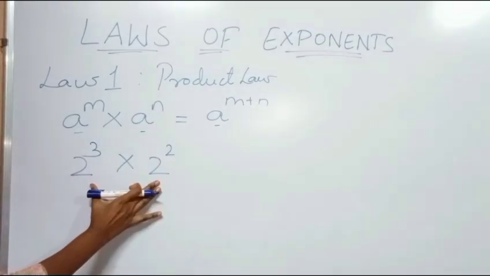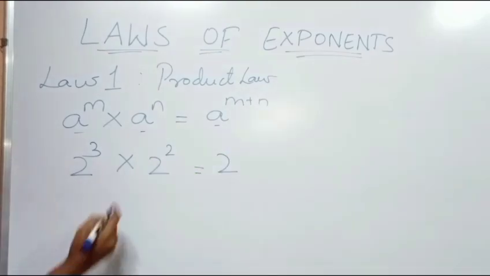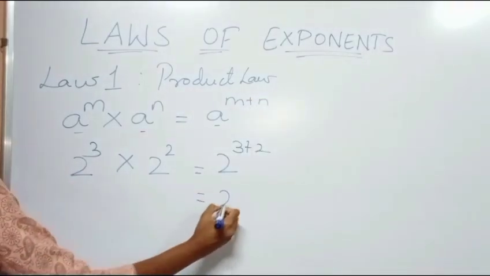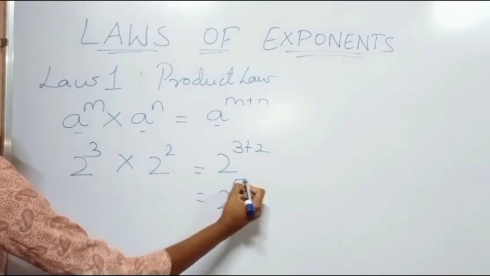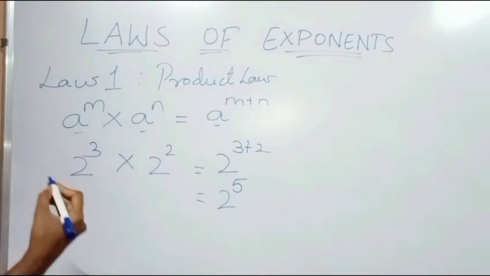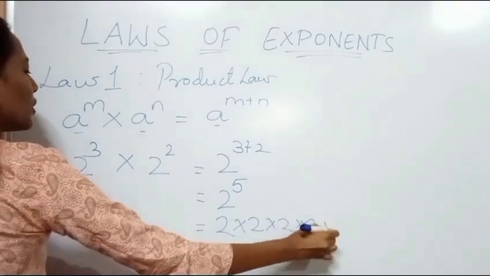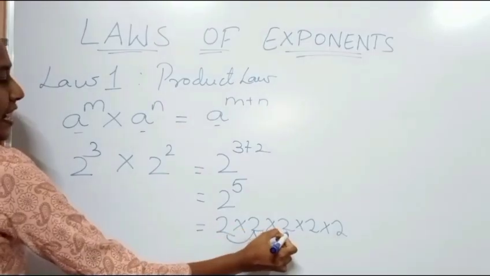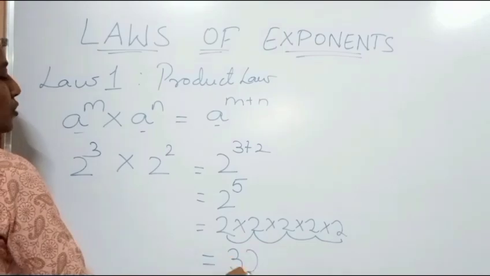Example, 2 to the power of 3 into 2 to the power of 2. Here both the bases are the same, so the result will be 2 to the power of 3 plus 2. 3 plus 2 is 5, so 2 to the power of 5. Here 2 must be multiplied 5 times to get the final answer, which is 2 into 2 into 2 into 2 into 2. 2 2s are 4, 4 2s are 8, 8 2s are 16, 16 2s are 32. So, the answer is 32.